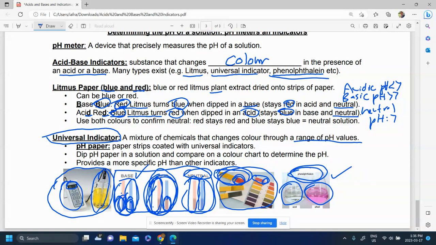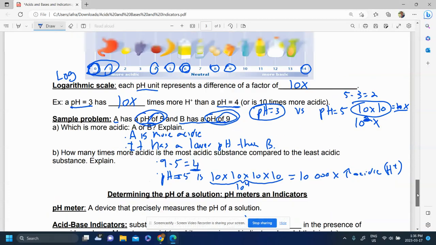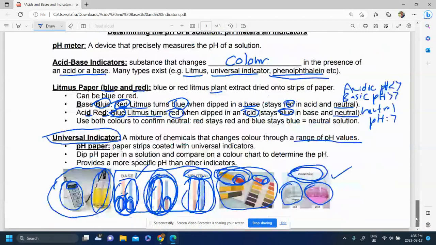There are other indicators that exist. You won't have to know how to memorize those, but if I gave you, for example, the ranges that they change color at, you should be able to tell me if a substance is acidic or basic with some observations and the information about their color change. So in this video, we saw the pH scale, and we also saw how to measure the pH using a variety of different indicators. In your lab, you'll be measuring the pH of different substances, household substances, using some different indicators.